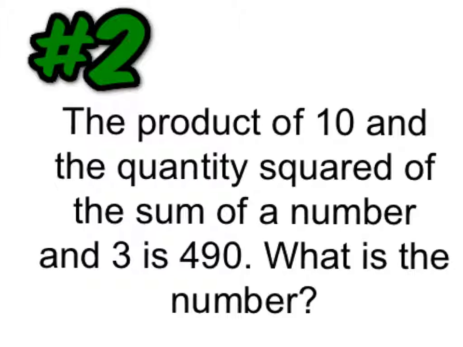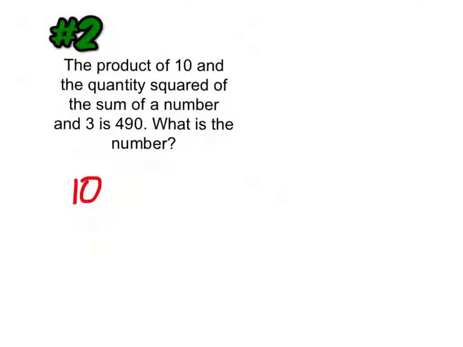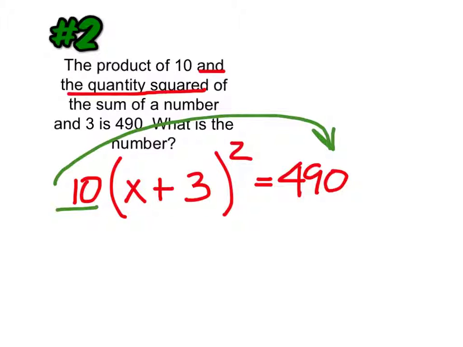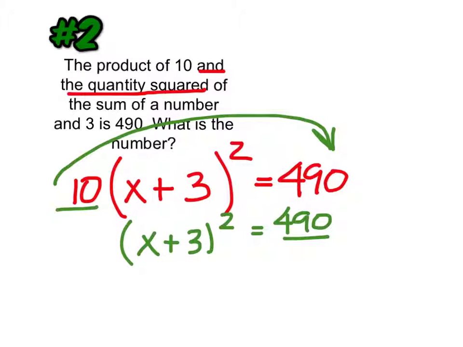The product of 10, so we're going to have a 10 times something. The product of 10 and the quantity squared of the sum of a number and 3 is 490. Now to get this worked out here, you have to have this 10 moved over to this side, but instead of multiplying, you're going to divide. So this stays, and you're dividing 490 by 10, and you come up with 49.